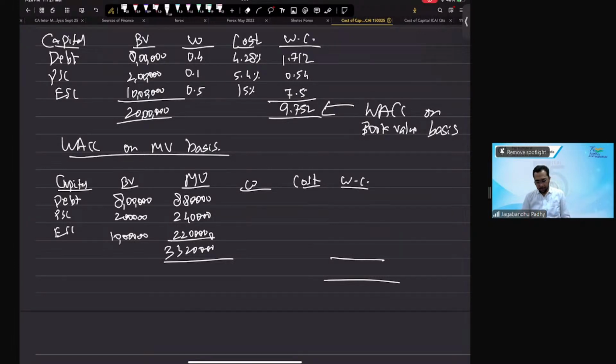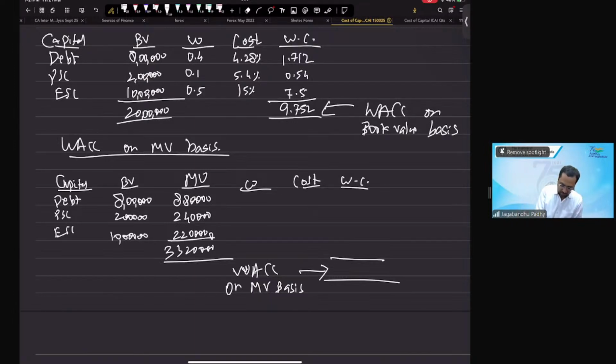So complete this table. This number is also WACC, weighted average cost of capital, but on market value basis. Are the answers going to be the same? No. Obviously, answers are going to be different. Which one of them is more accurate? Both of them are accurate in their own way. If you want to see the cost on the basis of the book value of the total funds, then you use the first method. If you want to know the market expectation, then you go for the second method.